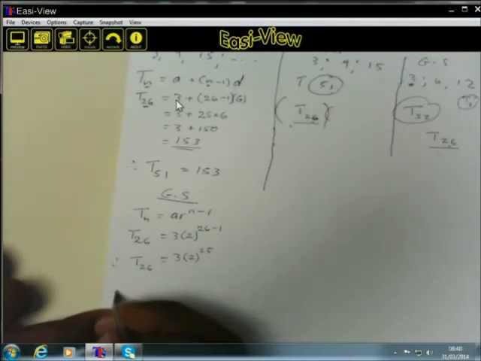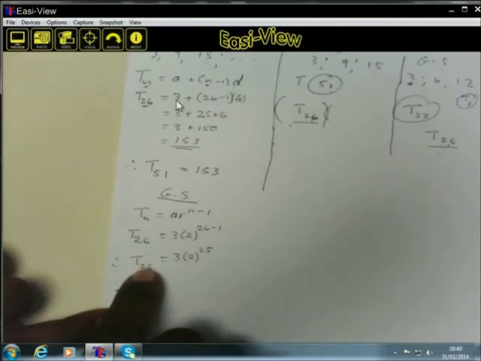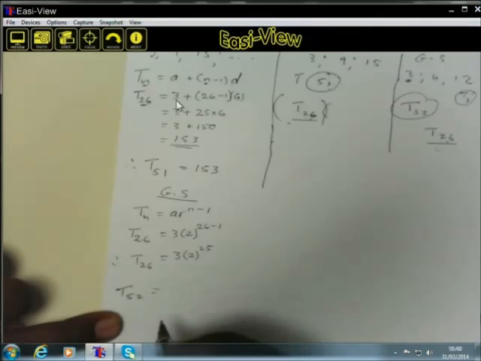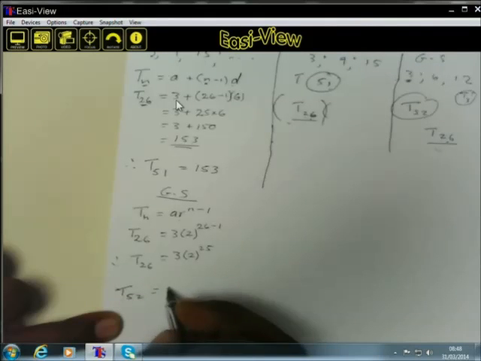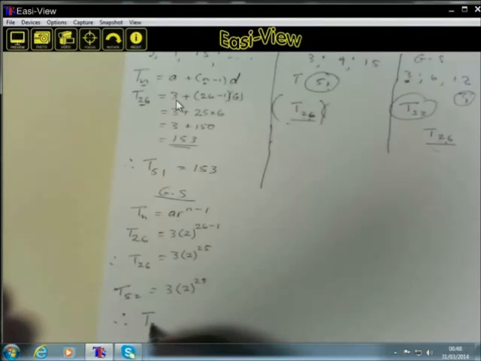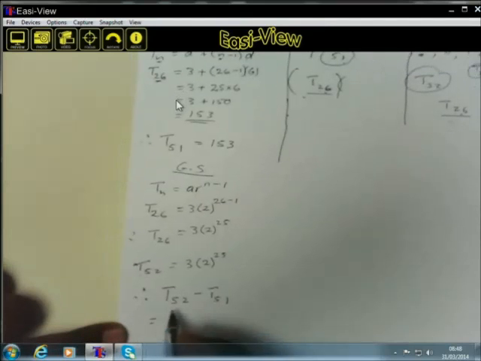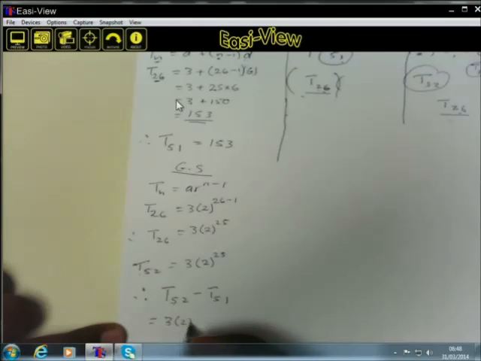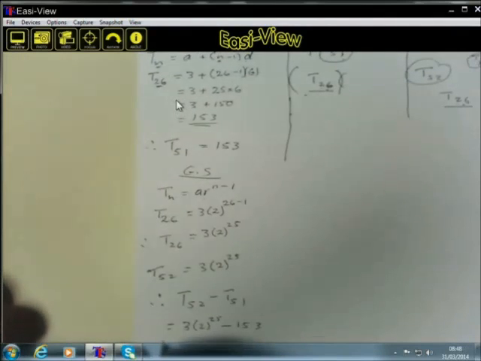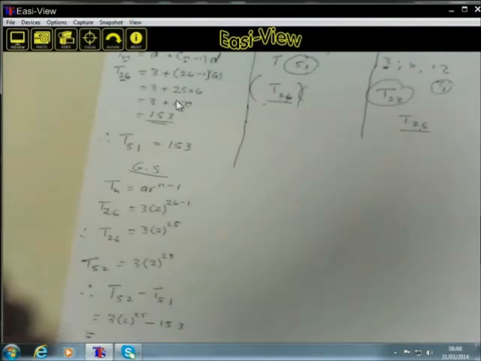After this, you would know that term number 26 of this geometric sequence is actually term number 52 of the whole sequence, which means T52 will be equal to 3 into 2 to exponent 25. And therefore, you will answer the question to say T52 minus T51 will be equal to: term number 52 is 3 into 2 to exponent 25, minus this one here, which is 153. Using your calculator, you will find the answer that we are looking for.